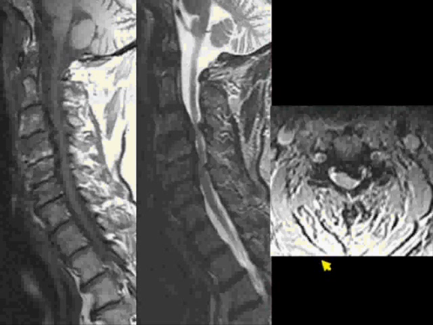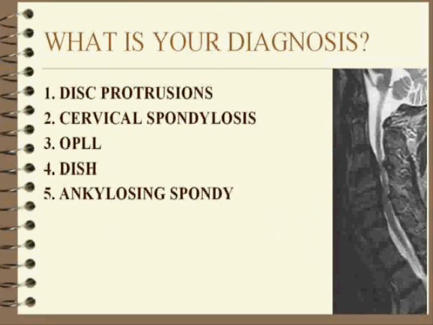70-year-old, myelopathy and neck pain. T1, T2, axial. And so what's the diagnosis? Do you think it's disc protrusions, cervical spondylosis, OPLL, DISH, or ankylosing spondylitis?